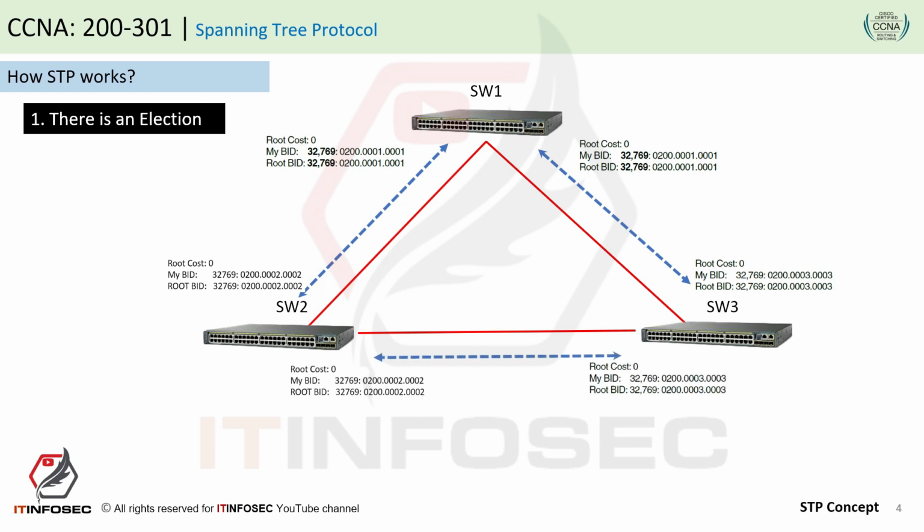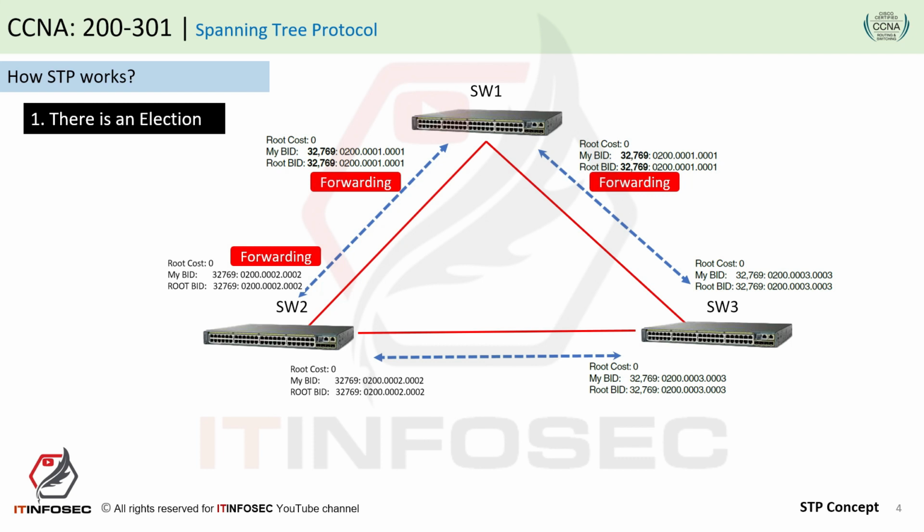Therefore, after all switches negotiate with each other, it is determined that SW1, or switch 1, has a smaller bridge ID number, and SW1 is selected as the root switch. All ports of the root switch will be in the forward state, which means that all ports will be active. How will the status of non-root switch ports be?